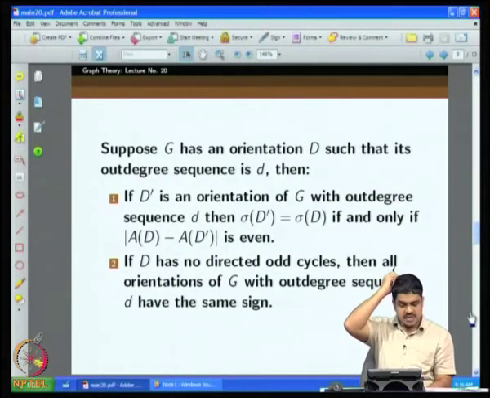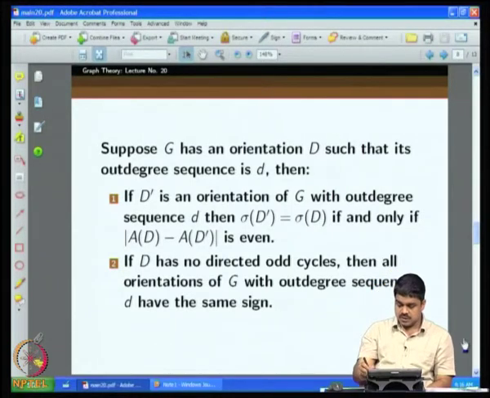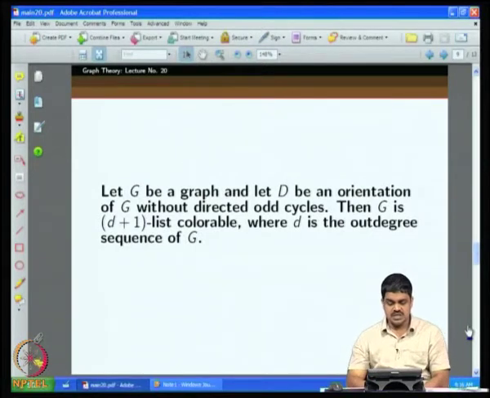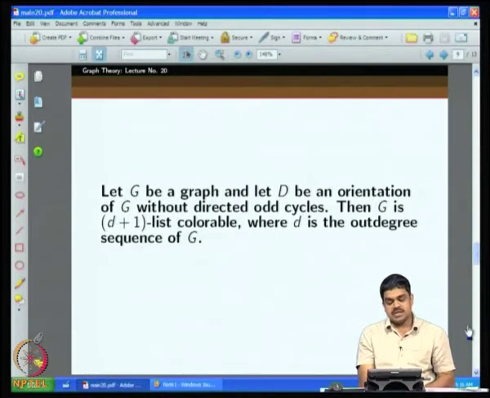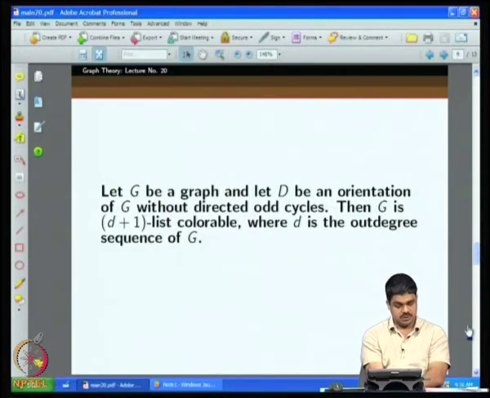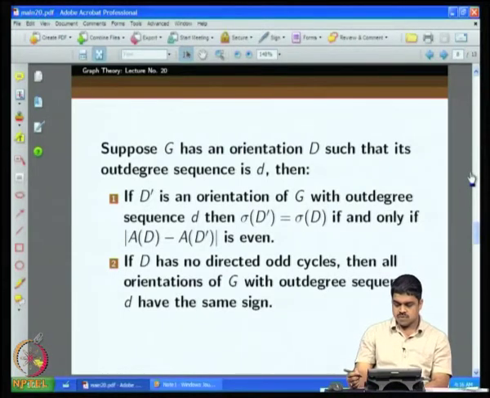As I mentioned before, our intention is to show the theorem that finally, if G is a graph and if there is an orientation of G without directed odd cycles, then G is D plus 1 list colorable, where D is the out degree sequence of G, right. So, this is what we wanted to show.